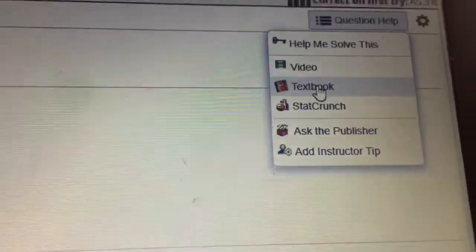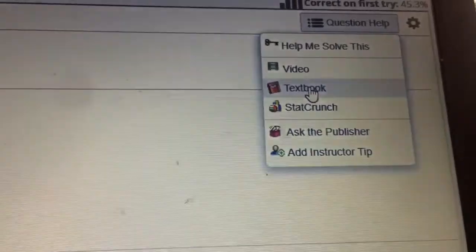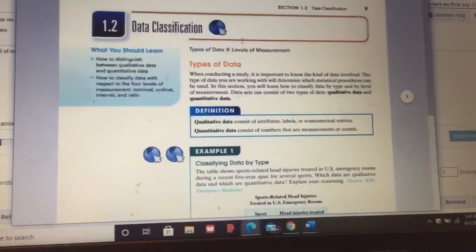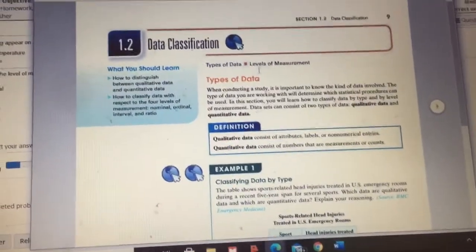But here's the textbook. I think every one of these questions has a textbook where if you click on that, it shows you the textbook. It comes on the screen here, and it takes you right to the page that's pertinent to what you're doing on this question. Okay, here it comes. You can see the book right here, data classification.